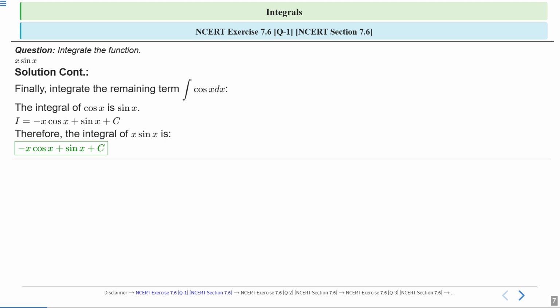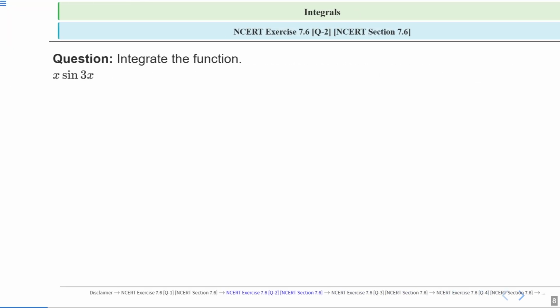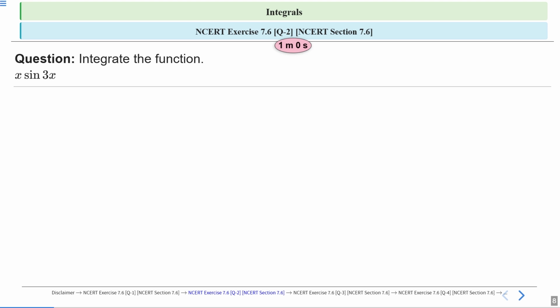So to integrate this kind of integral, we first have to choose which function we want to take as u and which as dv by the ILATE rule. Then we find du by differentiating u, and we find v by integrating dv. Let's go to the next question.